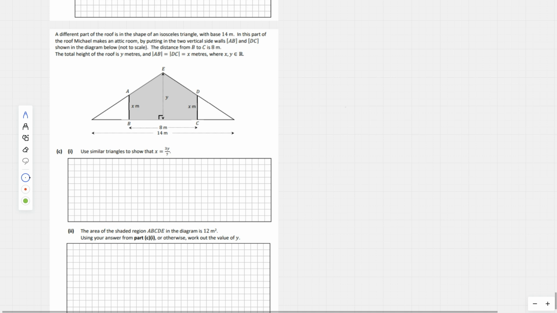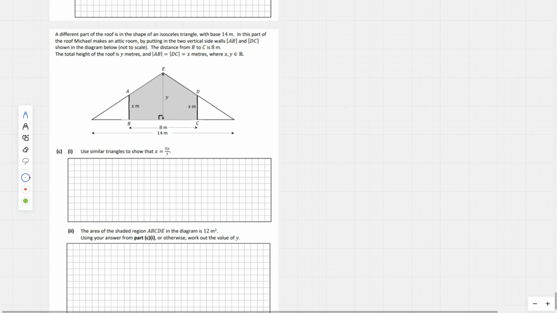The total height of the roof is y meters, and AB is equal to DC. So AB is equal to DC, which is equal to x, and then all the numbers are real numbers. That seems like a whole lot of information. So it's all sort of thrown at us. So we want to take it all bit by bit. We don't want to get overwhelmed. We have all the information that we need in the diagram. Let's now have a look at the question.